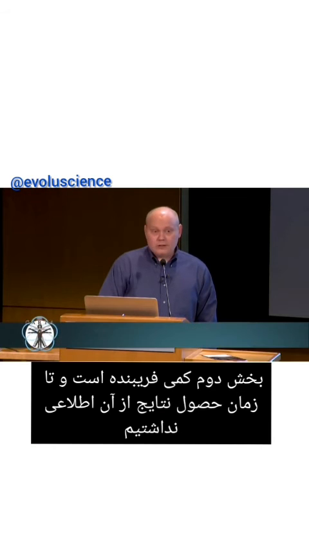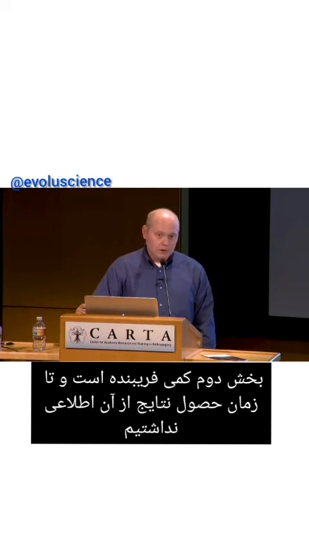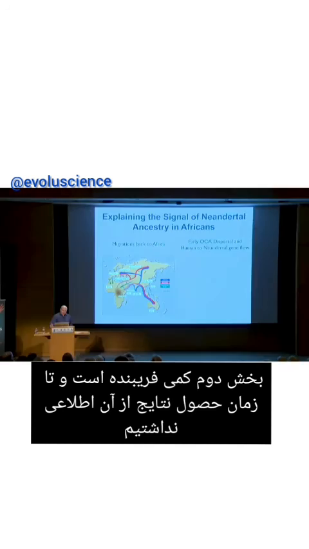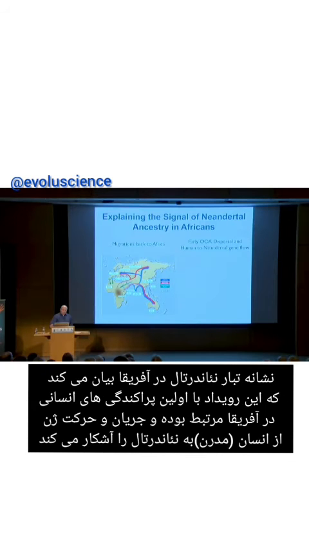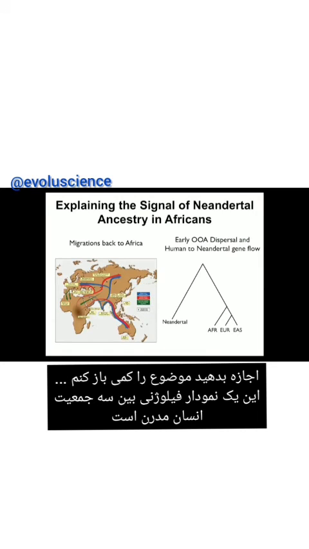The second part, actually, is really fascinating, and it's something that really wasn't on our radar until we got this result. And that is that part of the signal of Neanderthal ancestry in Africa is due to an early out-of-Africa dispersal and gene flow from humans into Neanderthals. And so let me unpack that a little bit for you.